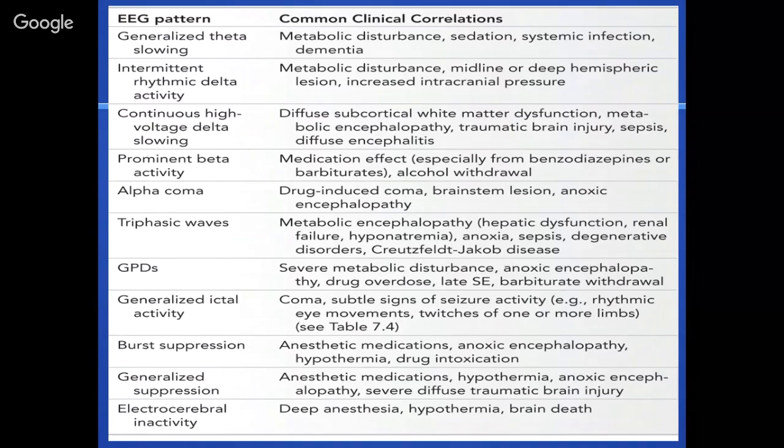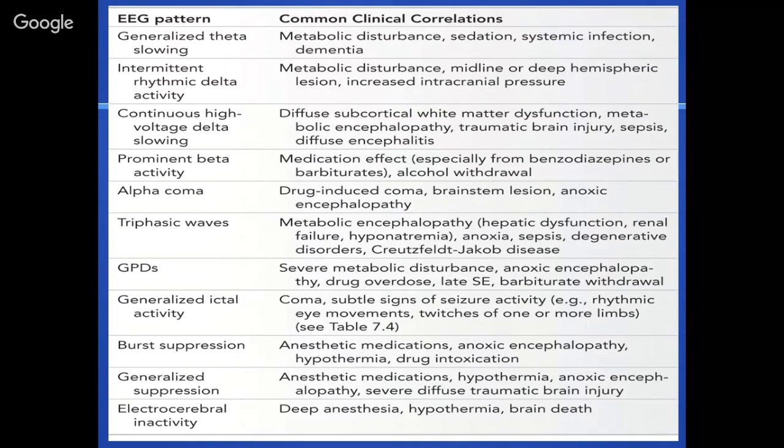Continuous high voltage delta slowing. So this is non-rhythmic. We're talking about diffuse subcortical white matter dysfunction, metabolic encephalopathy, TBI, sepsis, or diffuse encephalitis. Prominent beta activity, the fast activity, all right? Benzodiazepines, right? We see it frequently here and everywhere because of the use of benzodiazepines in the hospital and out of hospital population. Alcohol withdrawal, all right?